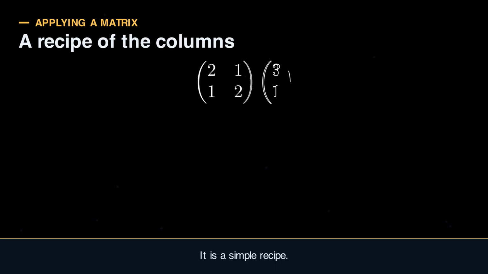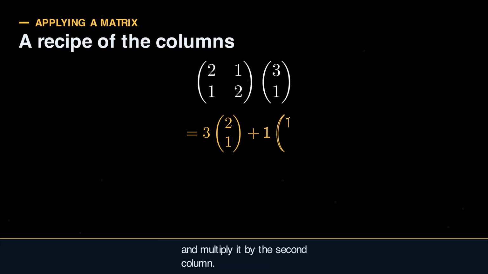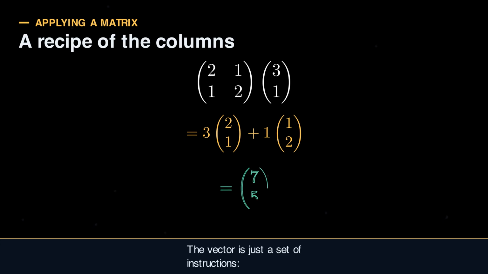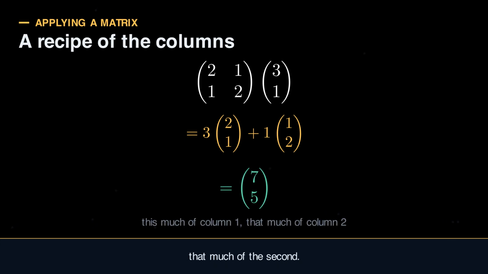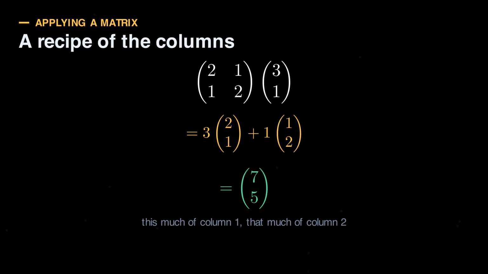So how do we apply a matrix to a vector? It is a simple recipe. Take the vector's first number and multiply it by the first column, take the second number and multiply it by the second column, then add. The vector is just a set of instructions: this much of the first column, that much of the second. Multiplying is following those instructions.